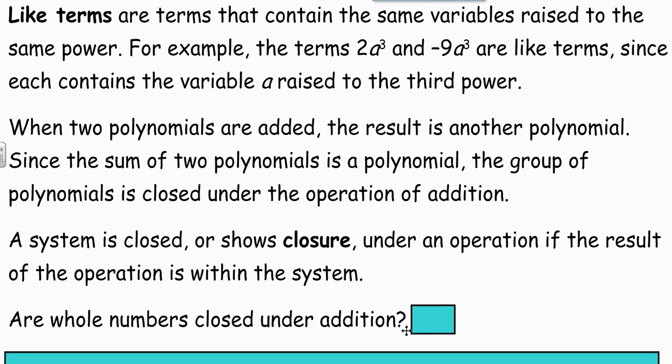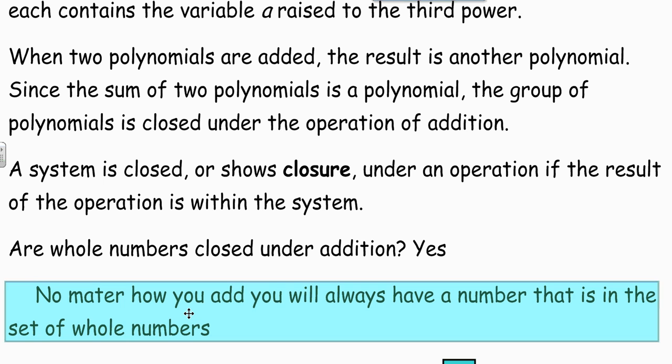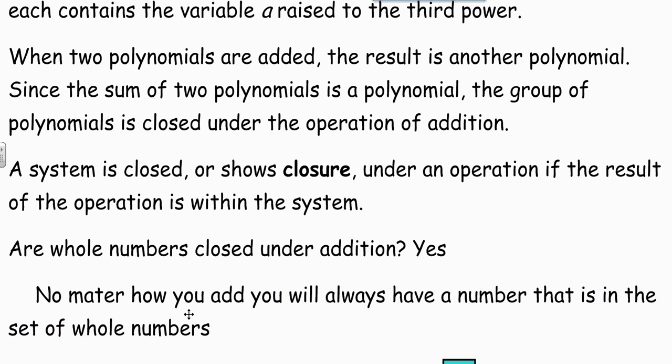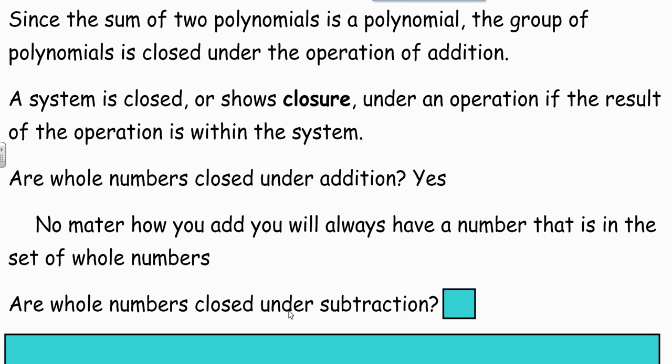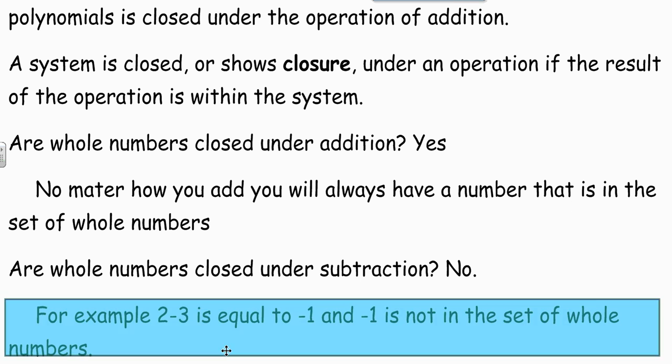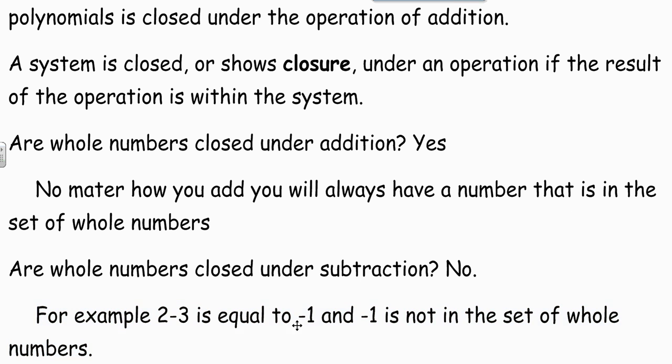Are whole numbers closed under addition? Yes. No matter how you add, you will always have a number that is in the set of whole numbers. Are whole numbers closed under subtraction? No. For example, 2 minus 3 is equal to negative 1, and negative 1 is not in the set of whole numbers.